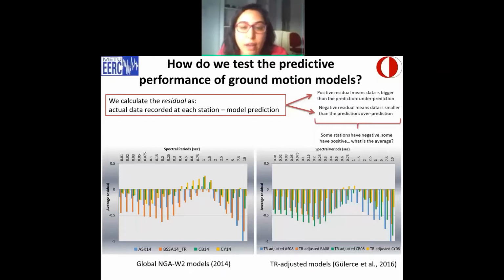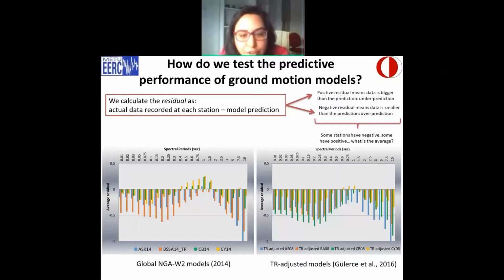At one station we may have a positive residual, and at another station we may have a negative residual. The important thing is the average residual for this earthquake. You can see on the screen the average residual for this earthquake based on the global models and the local models. For the global models, I'm using the NGA-West2 models, which were published in 2014. For the regional models, I'm using the Turkey-adjusted models, which were published in 2016.